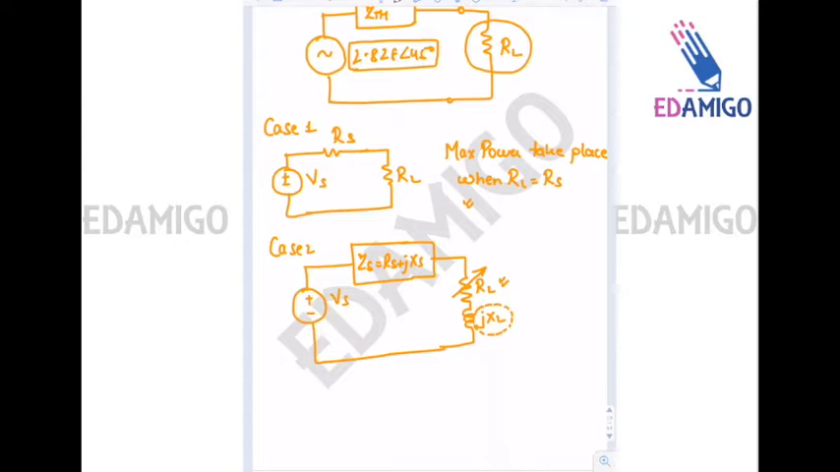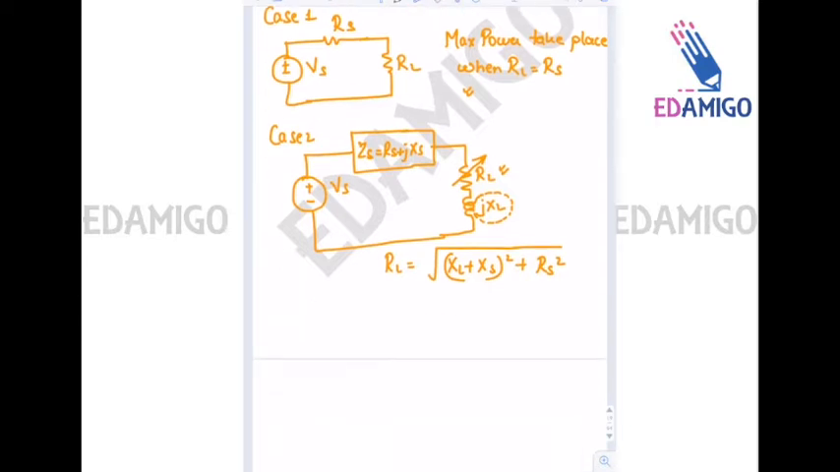Okay, so in this case, the value of RL for maximum power transfer is the square root of (XL plus XS) whole square plus RS square.